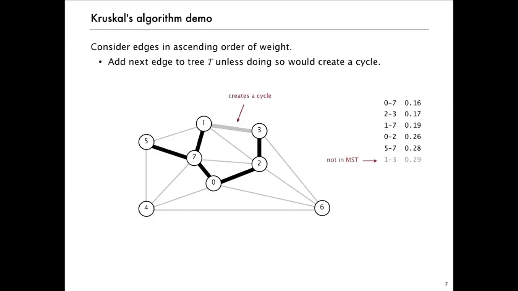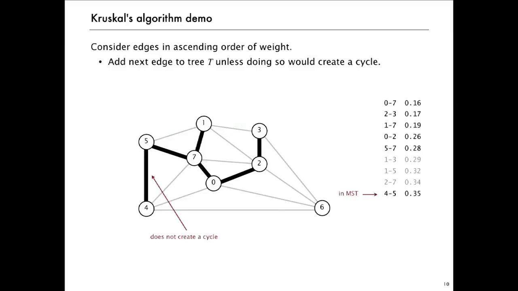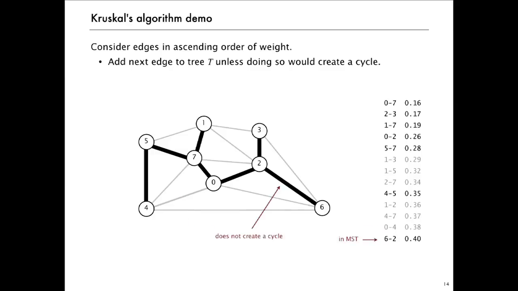And the algorithm says, creates a cycle, just ignore it. Next one is 1, 5. That one also creates a cycle, 1, 5, 7. Again, just ignore it. 2, 7 creates a cycle, not in the MST. 4, 5, that next smallest edge, does not create a cycle, so we add it to the MST. 1, 2 creates a cycle, 4, 7 creates a cycle, 0, 4 creates a cycle, and finally we get to 6, 2, which does not create a cycle, so we add that to the tree.